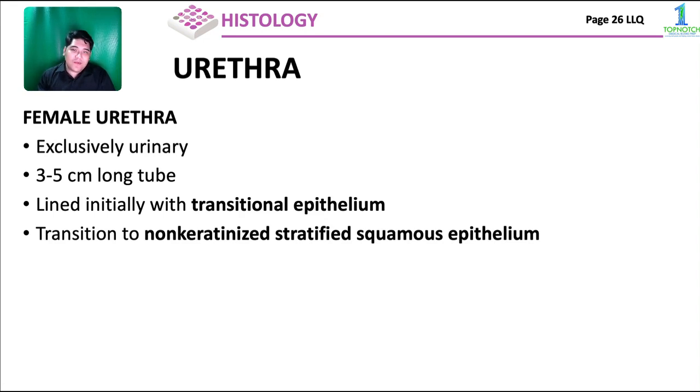Well, the reason why it is said to be exclusively urinary is because the urethra of the male is also responsible for the ejaculation of the sperm. Now here in the female urethra, it is quite short, 3 to 5 centimeters. This one is lined with transitional epithelium, unlike the male, which changes depending on the location of the urethra. And it transitions to a non-keratinized stratified squamous epithelium.